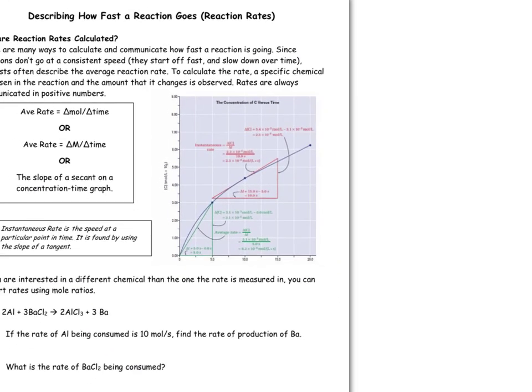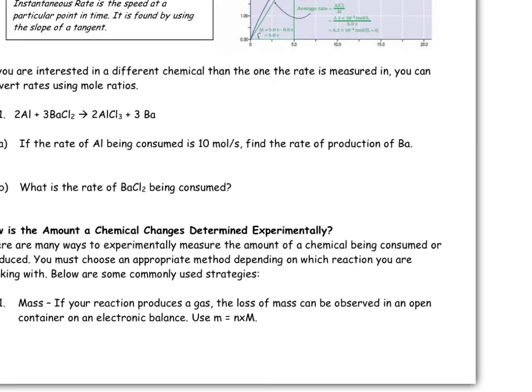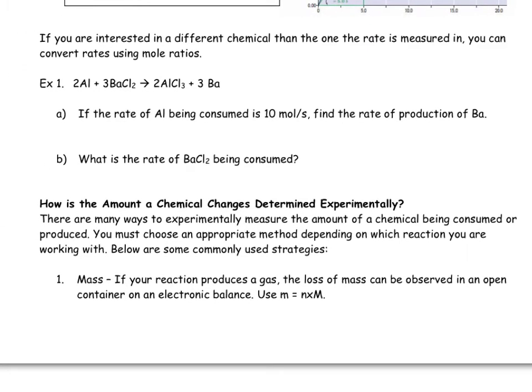If you are interested in a different chemical than the one that the rate is measured in, you can convert rates using mole ratios. Here's example 1. If I do a single displacement reaction between aluminum and barium chloride, this would be my balanced chemical equation. If the rate of aluminum being consumed is 10 moles per second, how could I find how fast barium is being produced?